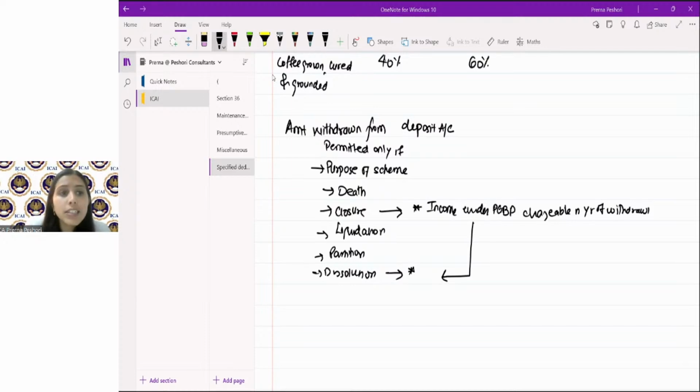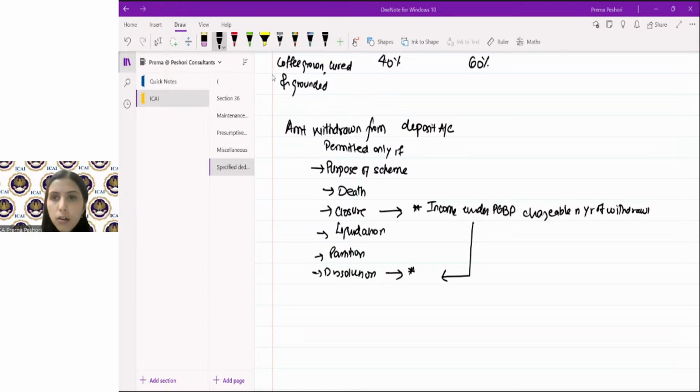So under section 33AB, the amount is permitted to be withdrawn, but the problem arises if the amount is withdrawn in respect of the closure of the business or on the dissolution. In that case, the amount will be taxable as income. Clear?